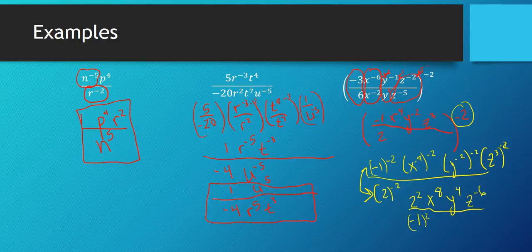And z is still in the wrong spot, so I'm going to do one more step. 2 to the 2nd is 4, so x gets to stay and y gets to stay. Negative 1 to the 2nd is just 1, so I'm not going to write that. But the z needs to go down in the denominator, so that's a positive exponent. And there's our final answer.